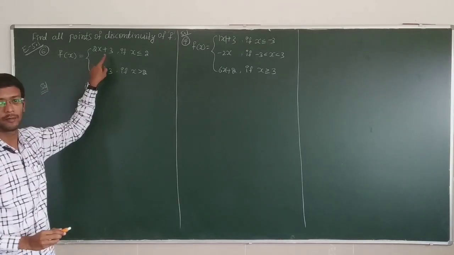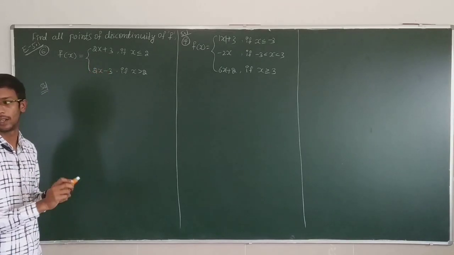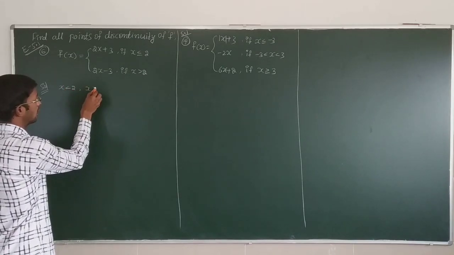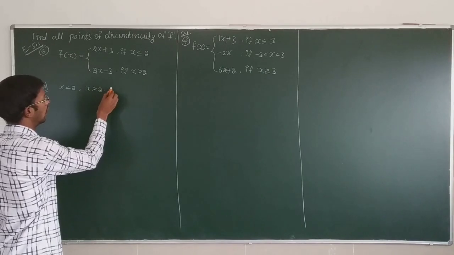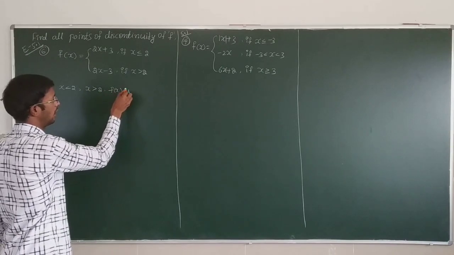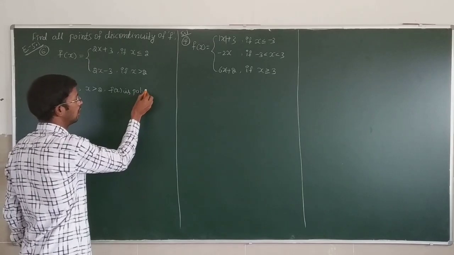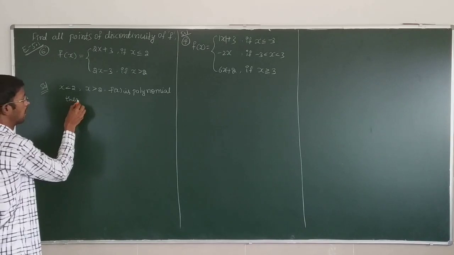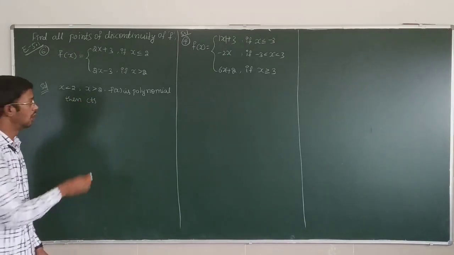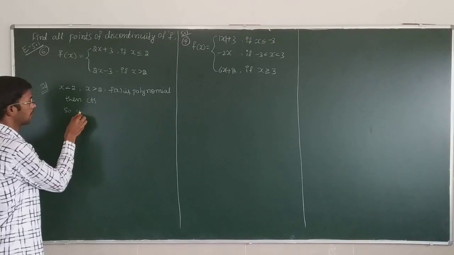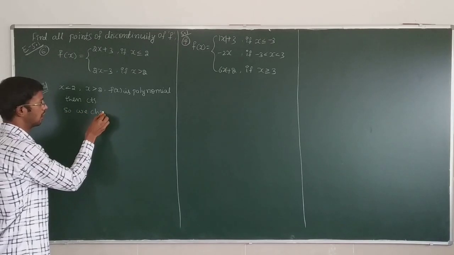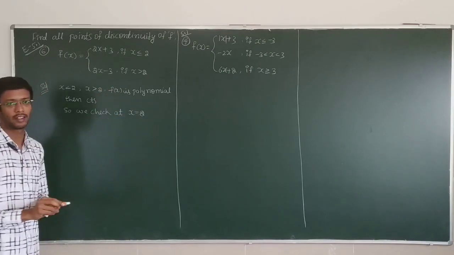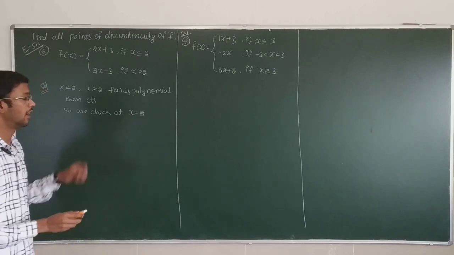you can observe this is a polynomial and this is also a polynomial. Both are polynomials only, for x less than 2 and x greater than 2. f of x is a polynomial, then continuous. So we check at x equal to 2. At the x equal to 2 point, we have to check the continuity.